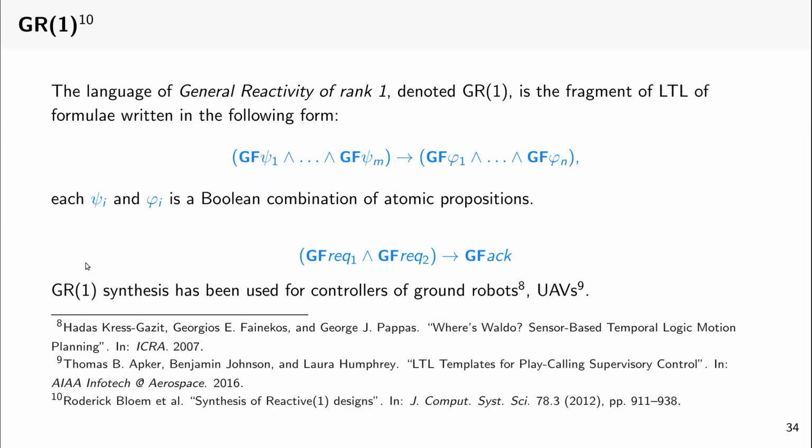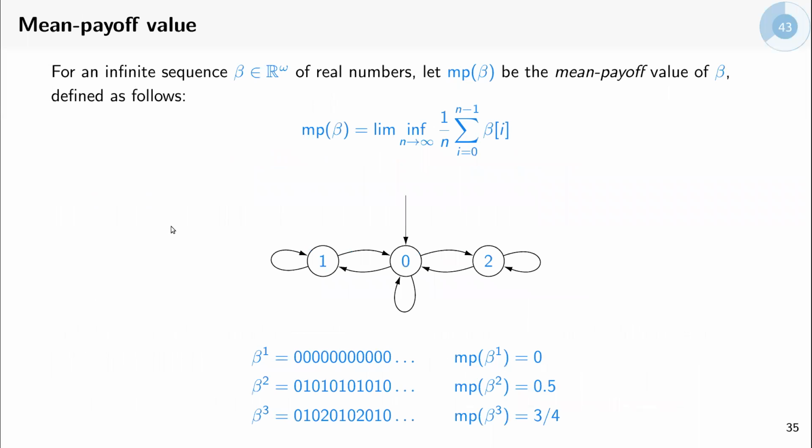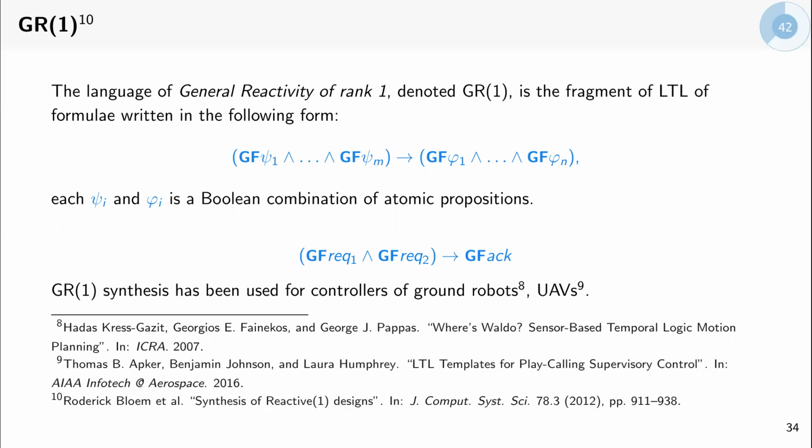GR1 synthesis has been around for a while, and it's been used for synthesizing controllers for robots or drones. So it's a nice language that balances expressibility and computational tractability.